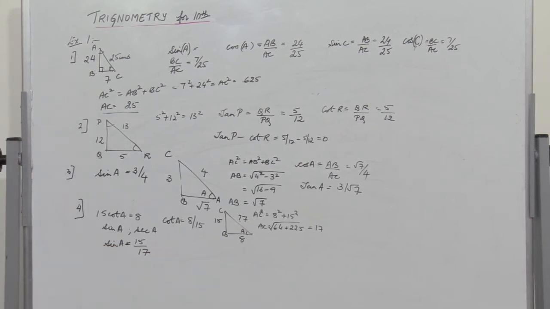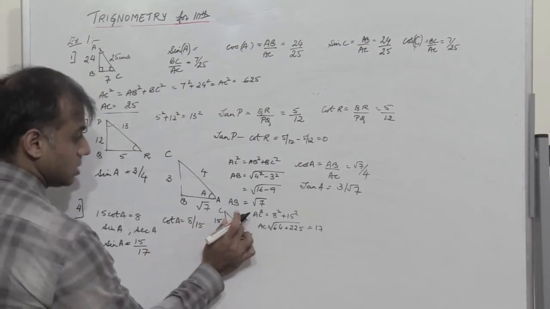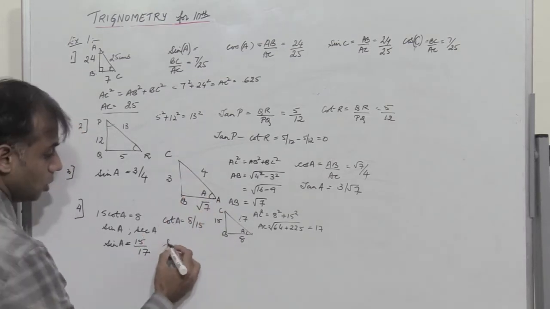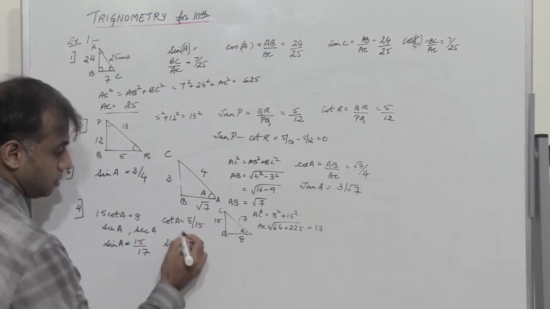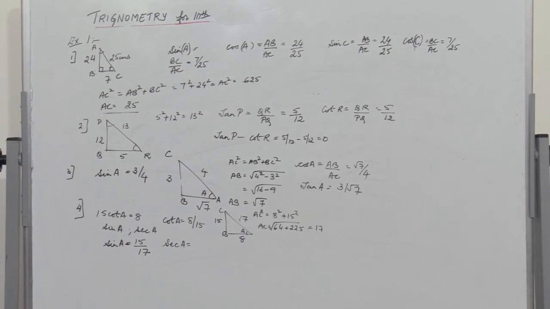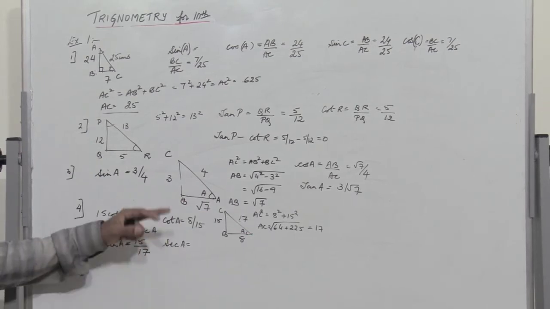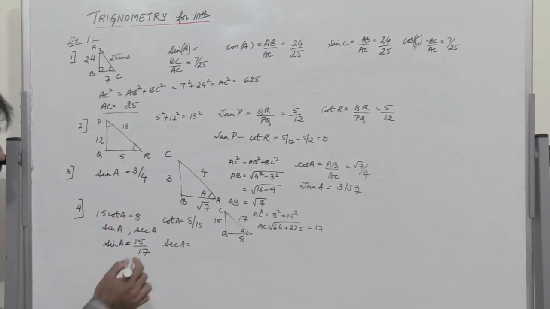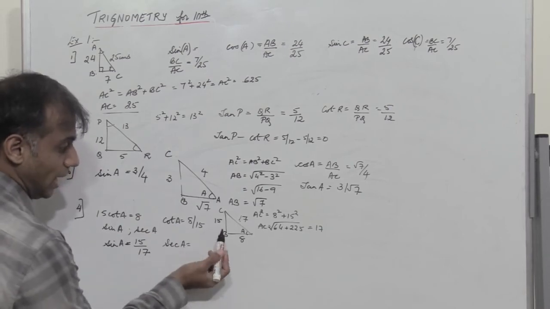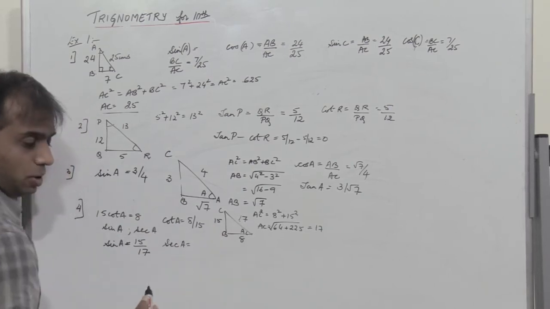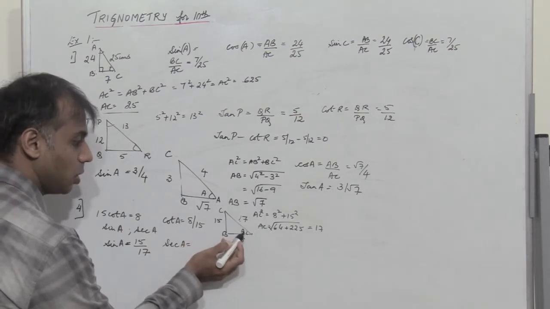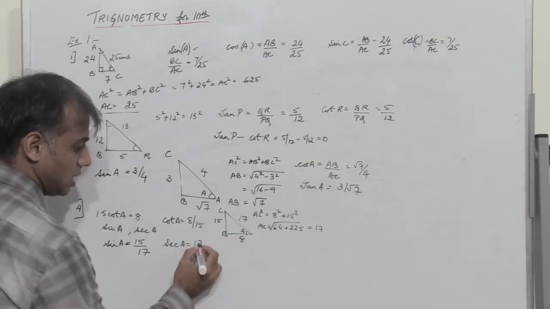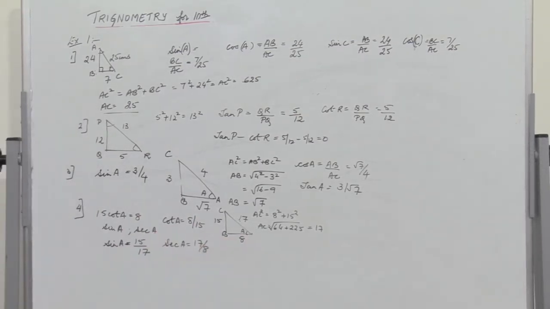And what about secant A? Secant A is the inverse of cos A, isn't it? Cos A is adjacent by hypotenuse. So secant A is hypotenuse by adjacent side, which is 17 by 8. So we have secant A as 17 by 8.